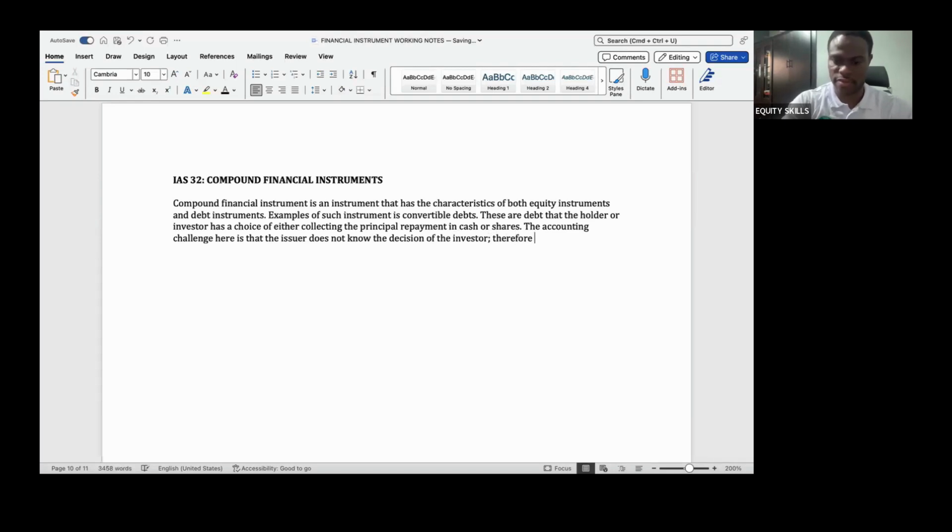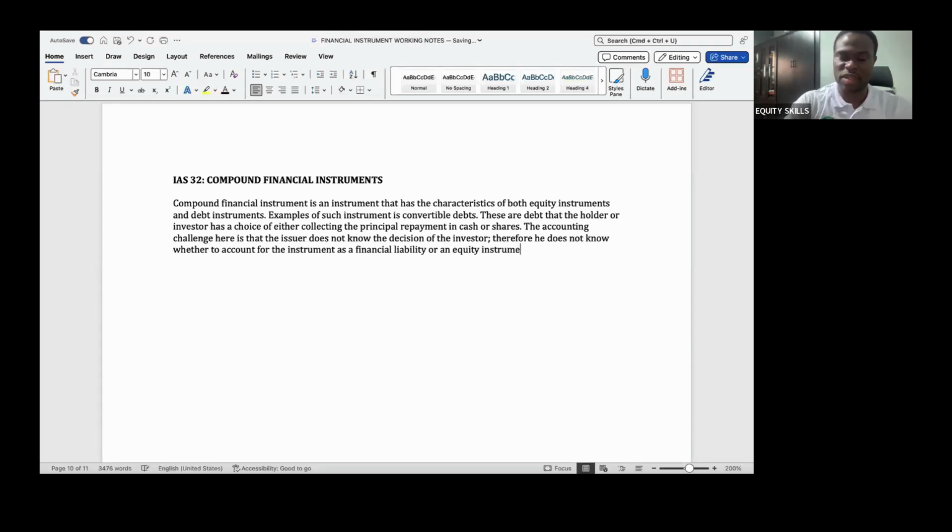Therefore, he does not know whether to account for the instruments as a financial liability right from the outset or an equity instrument, because we don't know.